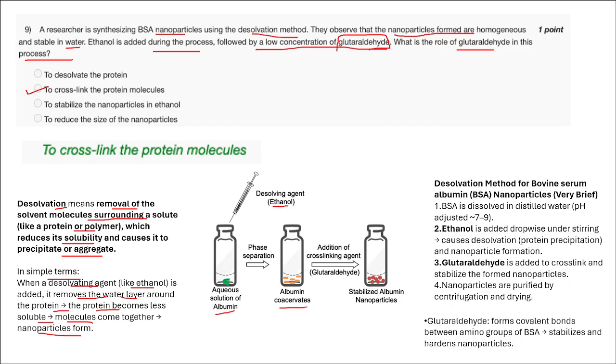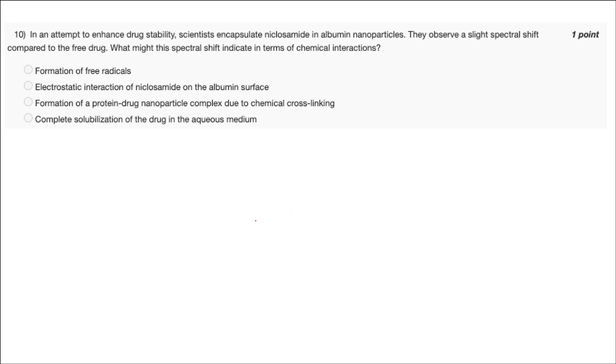So there would be formation of albumin coacervates, and then we add the cross-linking agent, glutaraldehyde, which will form stabilized albumin nanoparticles. So BSA is dissolved in distilled water, ethanol is added, and then glutaraldehyde is used as a cross-linking agent for formation of stabilized nanoparticles, and then they are purified by centrifugation and drying.